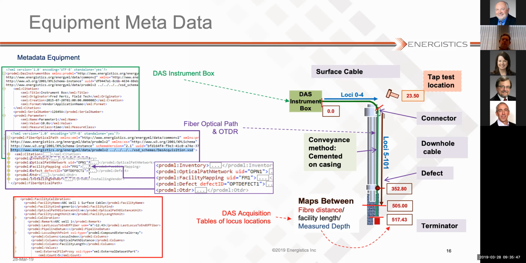And so the fiber optical path combined with the setup of the acquisition come together to form basically a table of the locations of these loci in the physical facility. So that's a very important part of the metadata, because that really tells us what the system is that we're using to measure and where it is in real space. So if we go on to the next slide.